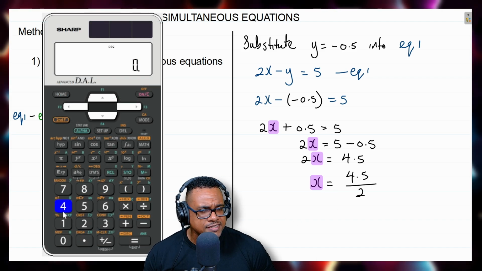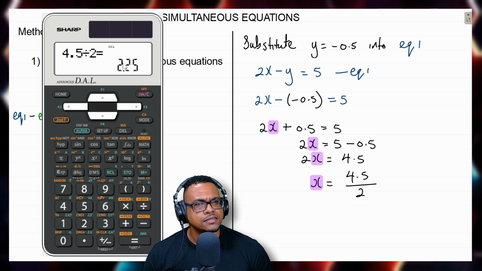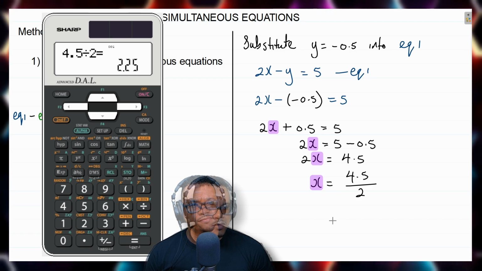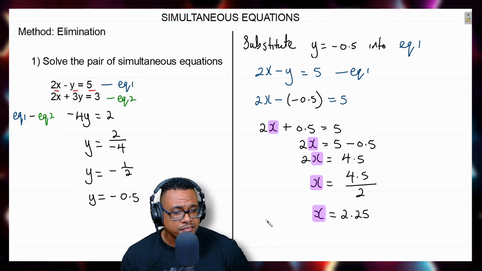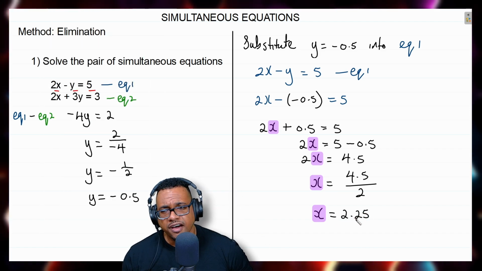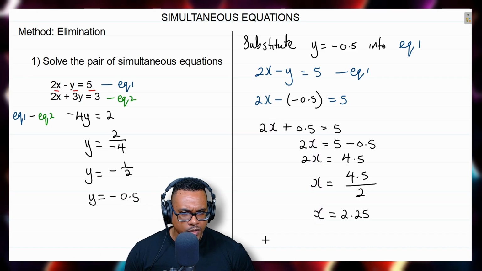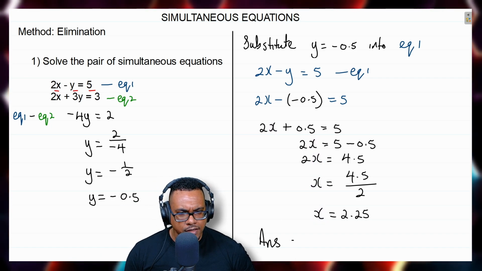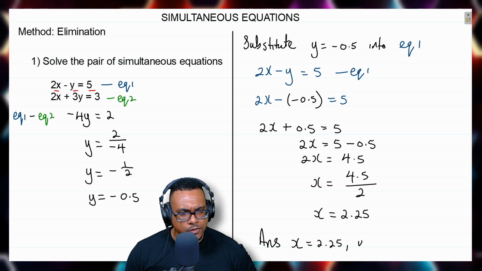So I'm going to go on the calculator and say 4.5 divided by 2 and get 2.25. So we're going to have x is equal to 2.25. And there we have it. We have our answers. X is 2.25 and y is negative 0.5. So we can simply write, answer x is equal to 2.25 and y is equal to negative 0.5.